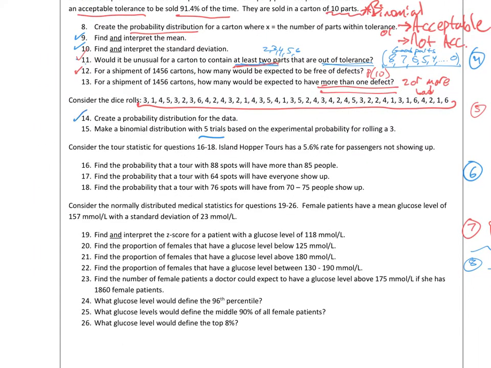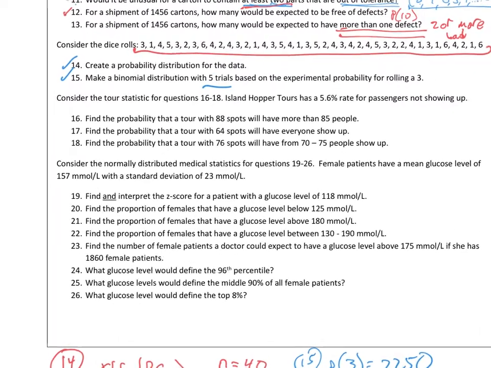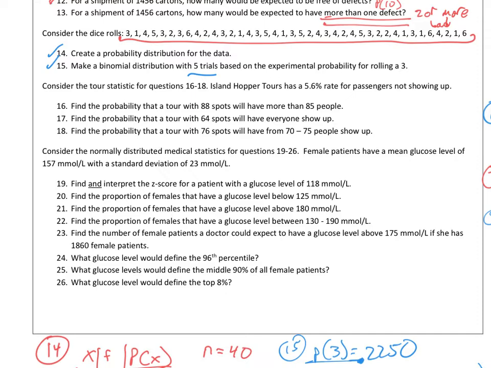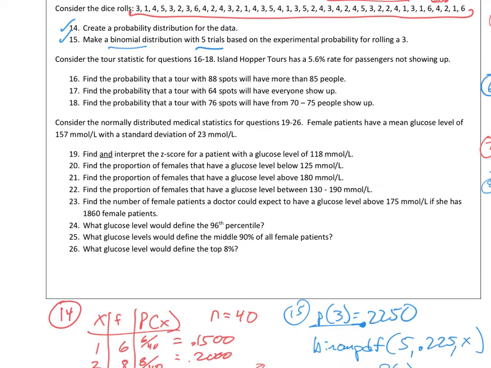So experimental probability was the first one, and then we use one of those probabilities to make a different probability distribution, in this case a binomial distribution. Okay, all right, so next we've got a tour statistic.